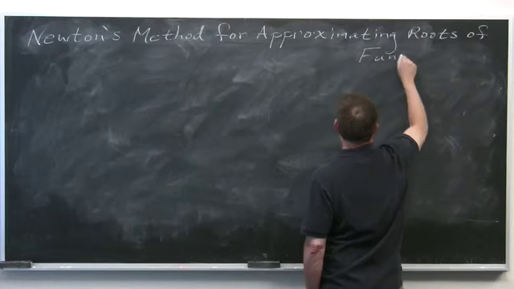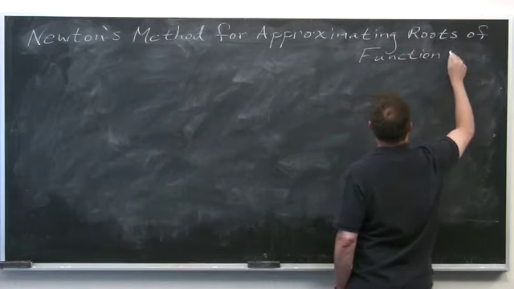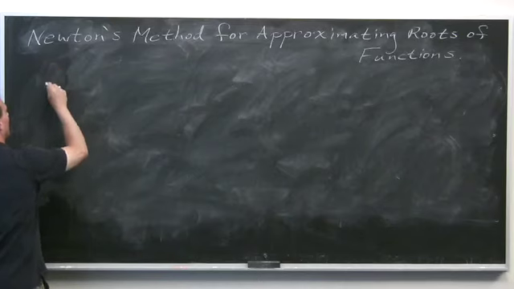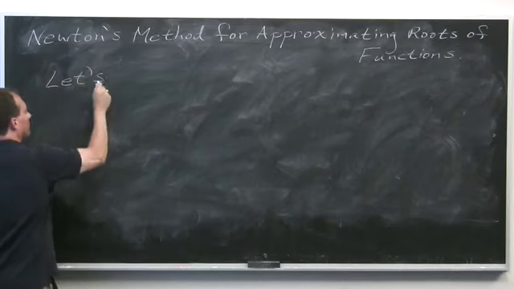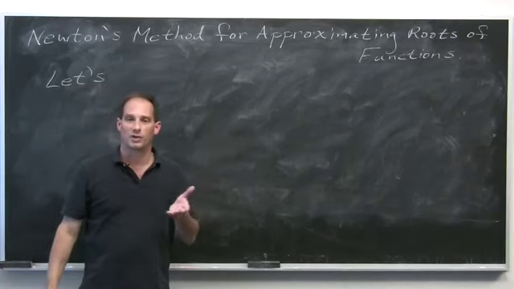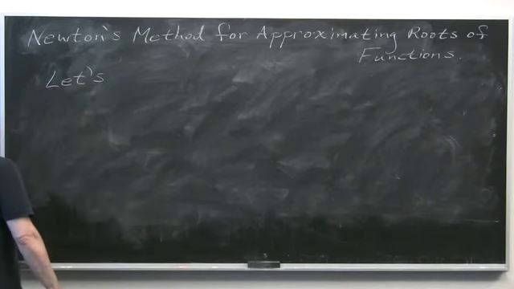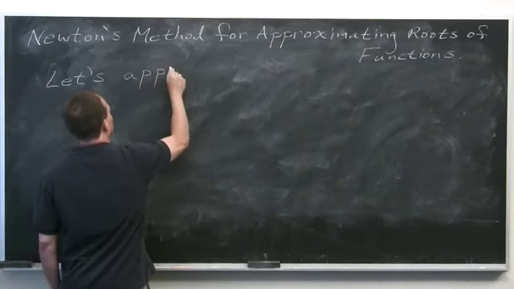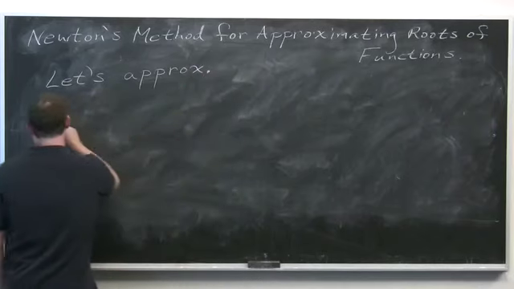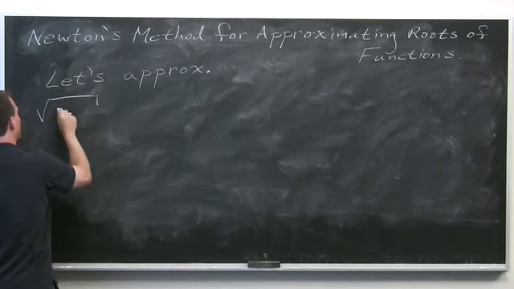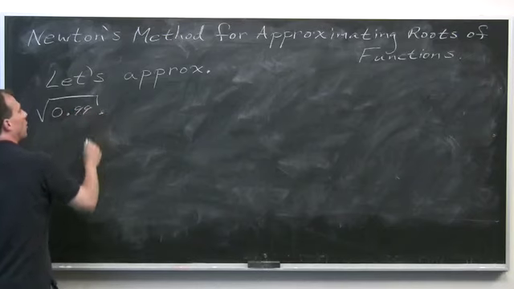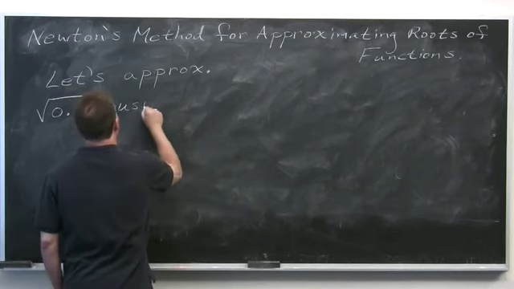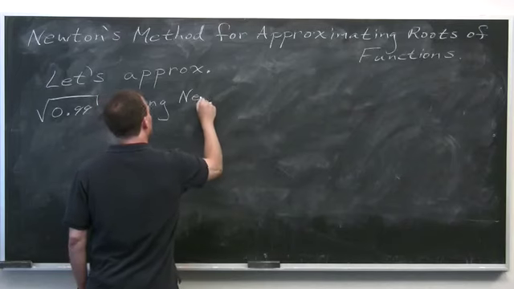So what do you do? You start with some function. Actually, what I'm going to do is a problem related to the example we did earlier where we approximated the square root of 0.99 by linear approximation. Let's approximate the square root of 0.99, but this time using Newton's method. So using Newton's method, what does this mean?